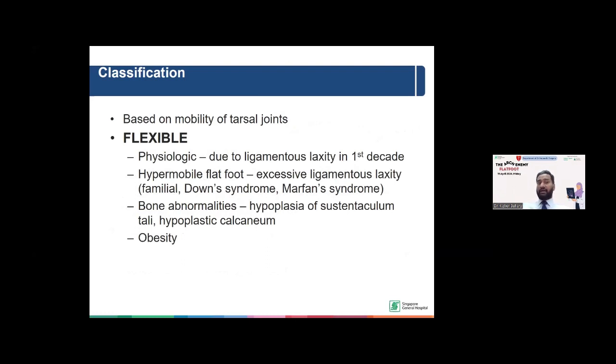Some patients also have a very hypermobile flat foot. That means they have excessive ligamentous laxity, and this can run in families, and can be seen in patients who have Down syndrome and Marfan syndrome. And the other group are those who have bony abnormalities. For example, and you don't need to know the details, hyperplasia of the sustentaculum tali, which is part of the calcaneus, or if the calcaneus, which is the heel bone, is not properly formed. Obesity can also give rise to flexible flat feet.